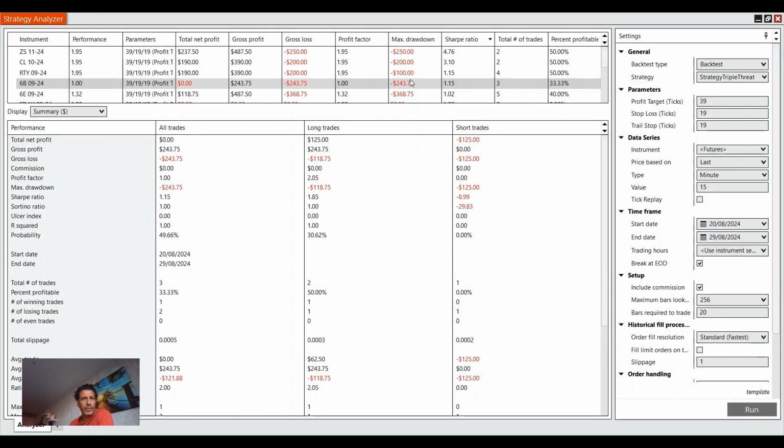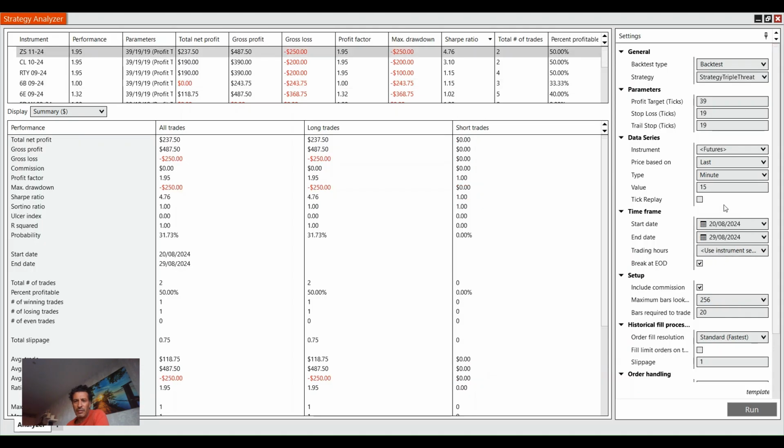So here is the result. I tried to sort them by Sharpe ratio. Sharpe ratio means how many trades are taken and how many of them are profitable, because you could have so many profitable trades but a really high drawdown. This one looks like a low drawdown, minus 250, which is not bad, but it's only 237.